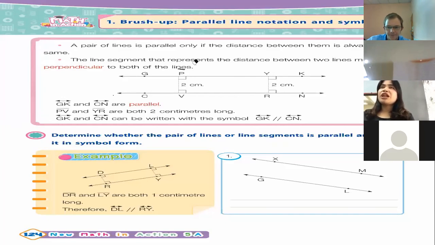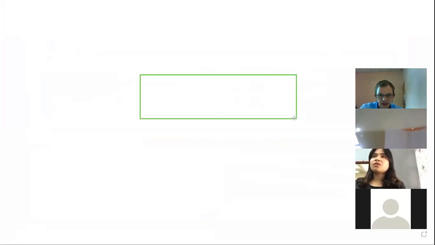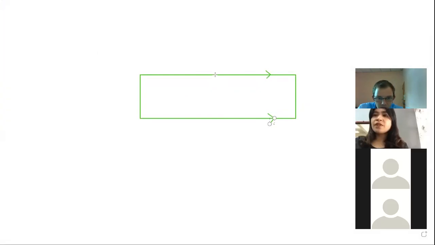Let me show you on a bigger picture here. So first we have the two lines. I'm going to draw a square here, or a rectangle, and then I draw like this, and like this, to show that the lines run parallel. So if I tell you, write the name of this line. First here we have A, here we have B, and here we have C. Here we have D, here we have E, and here we have F.